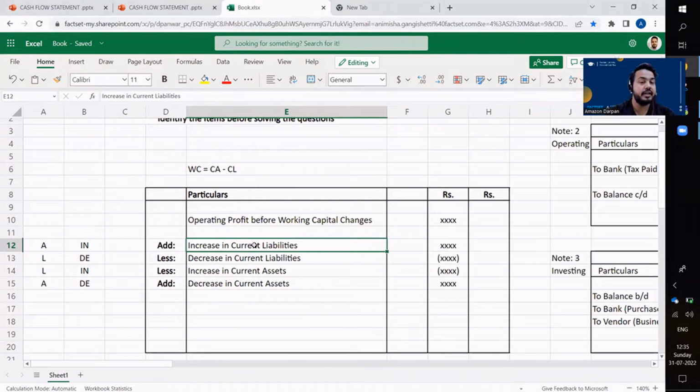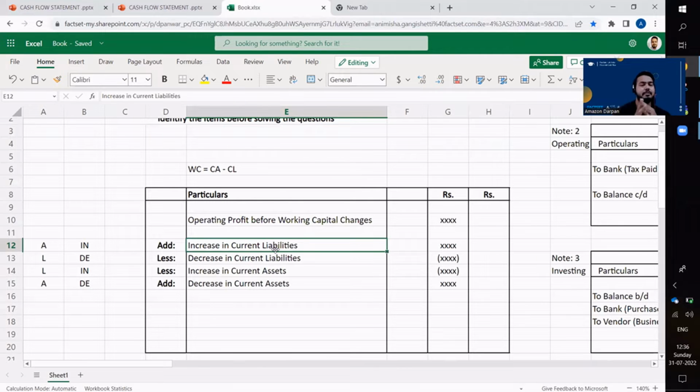Okay, remember this point. Increase in current liabilities. How will current liability increase? How will you get to know? You look at the balance sheet. You look at what all items usually come under current liabilities. Bills payable, or creditors, we would say sundry creditors, or different items come under current liabilities. So we have to check what has changed during the year for those current liabilities and current assets.